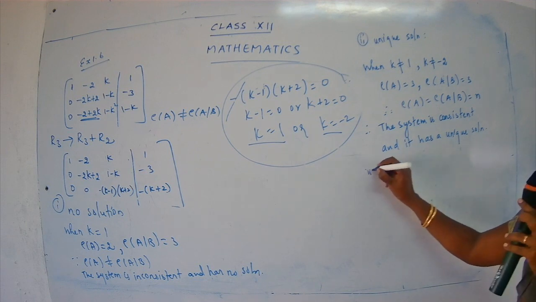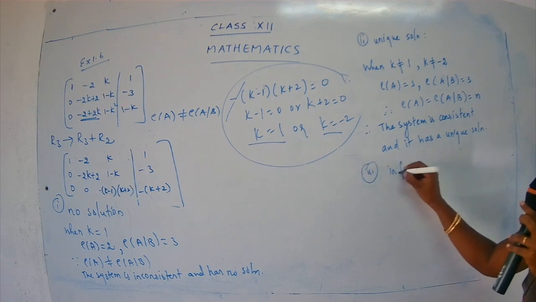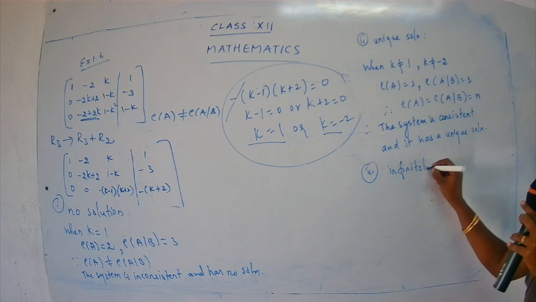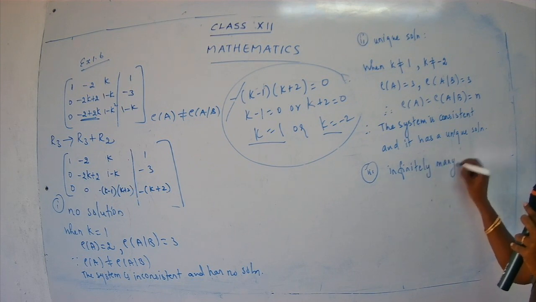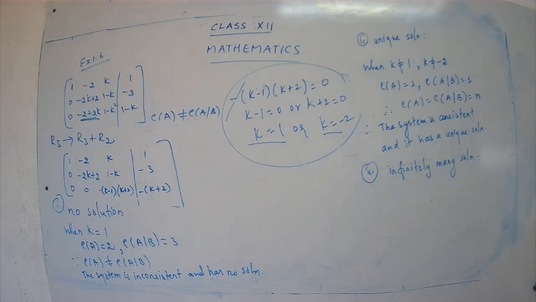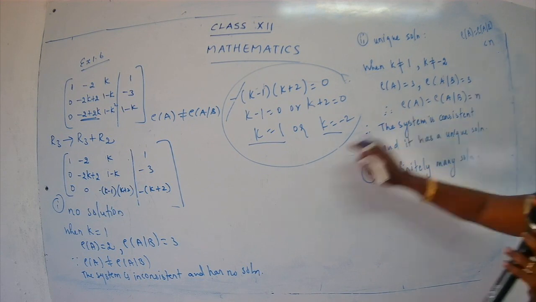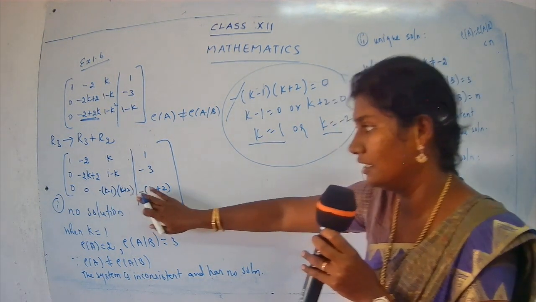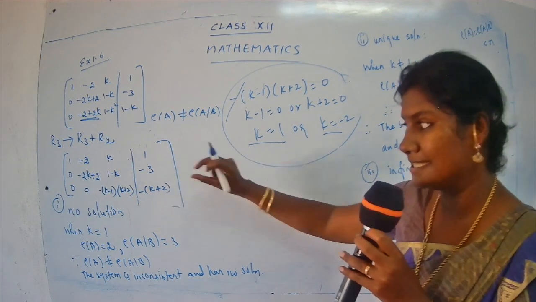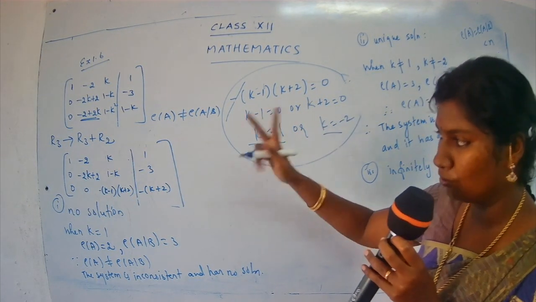Now third is infinitely many solutions. This is very easy. What is the rule, children? Rank of A is equal to rank of B, but it should be less than n. That means the rank of A and rank of AB should be 2. Yes? So it should be 2. So here also I should get 2, here also I should get 2. So just see the common value so that I get 2.